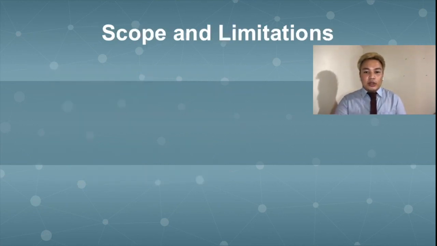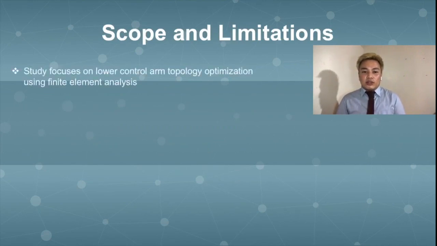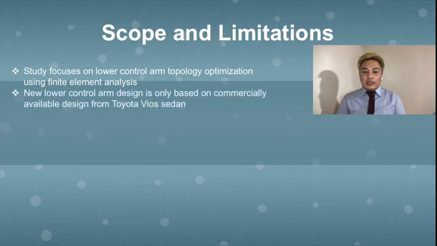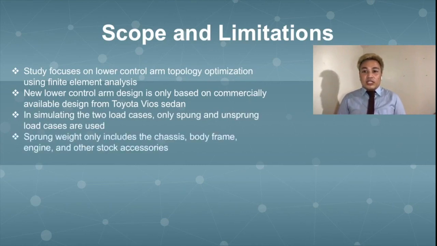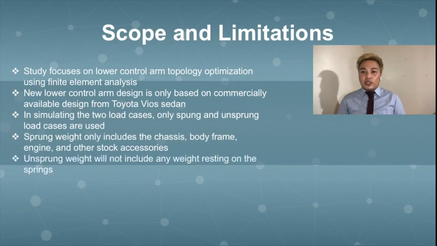Okay, for the last part, the scope and limitation, this study focuses on lower control arm topology optimization using finite element analysis. New lower control arm designs will only be based on the commercially available design from Toyota Vios Sedan, which is commercially available in the Philippines. In simulating the two load cases, only sprung and unsprung load cases will be used. Sprung weight only includes the chassis, the body frame, engine, and other stock accessories without passengers and other non-stock accessories. Unsprung weight will not include any weight resting on the springs.